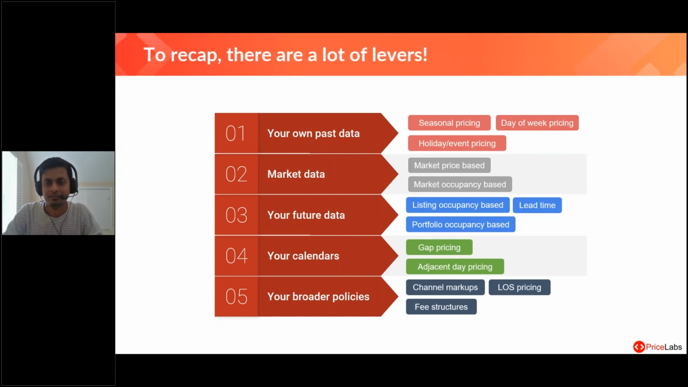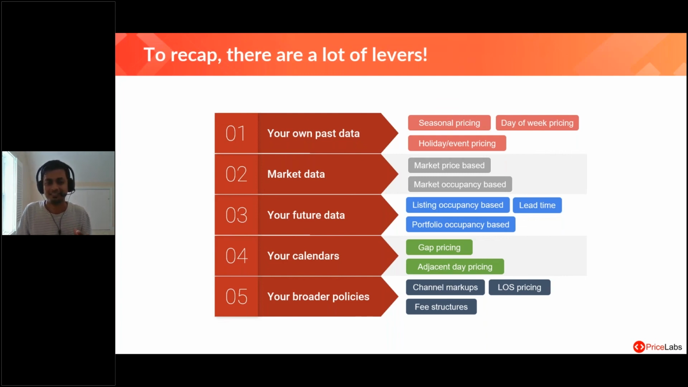Cool. I think we have covered a lot, but to recap, there's a lot of data available. There is your own data, there is the market data, both for the past and for the future. You also have calendars to review once in a while, and you have to set your broader policies. And based on all of this data, there is plenty that you can do in terms of fine-tuning your pricing strategy and adjusting your rates.